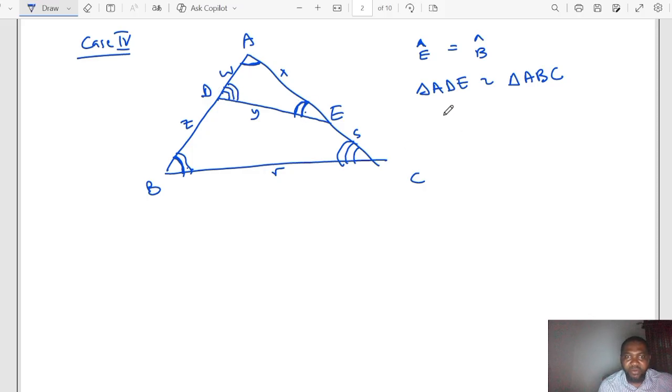And so the corresponding side of Y in the bigger triangle is this one here, because this one is also facing this and this. You see, it's also touching these 2 angles. That's how you do that. So that means Y over R is proper.